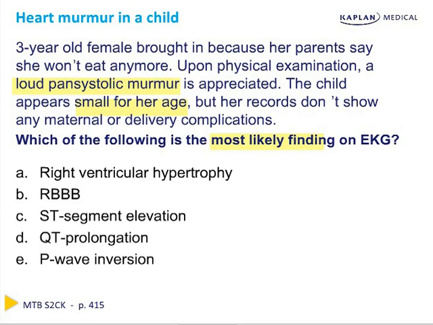So your answer choices are: right ventricular hypertrophy, right bundle branch block, ST segment elevation, QT prolongation, or a P-wave inversion. Before revealing the reasoning behind all five answer choices and what the correct answer is, let's go through the physiology of what the underlying diagnosis is so that we arrive at the answer together.